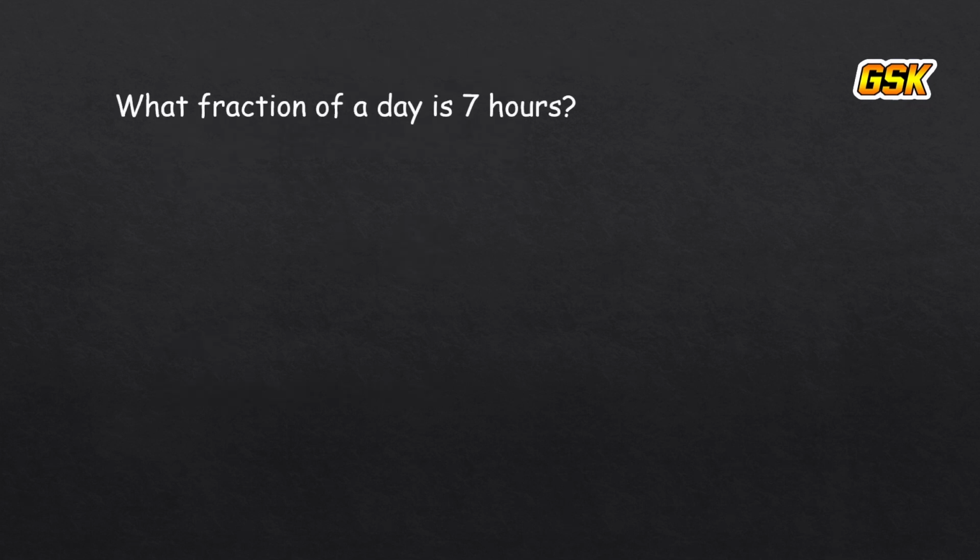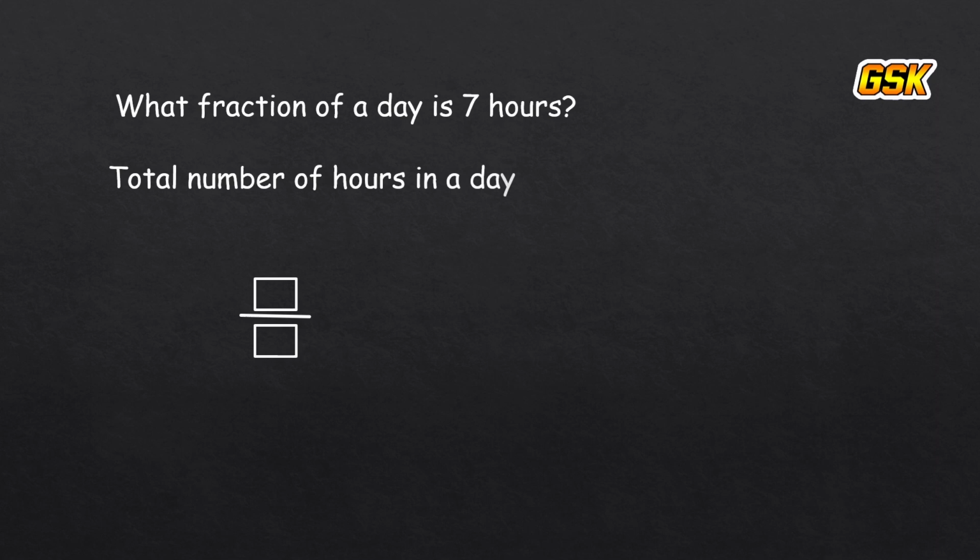What fraction of a day is 7 hours? Now, a fraction is nothing but a numerator and a denominator. The denominator is the total number of parts. So a day is divided into how many hours? The total number of hours in a day is 24, and 24 is our denominator. Now how many hours are we taking? The numerator is 7. So what is the fraction? 7 by 24.